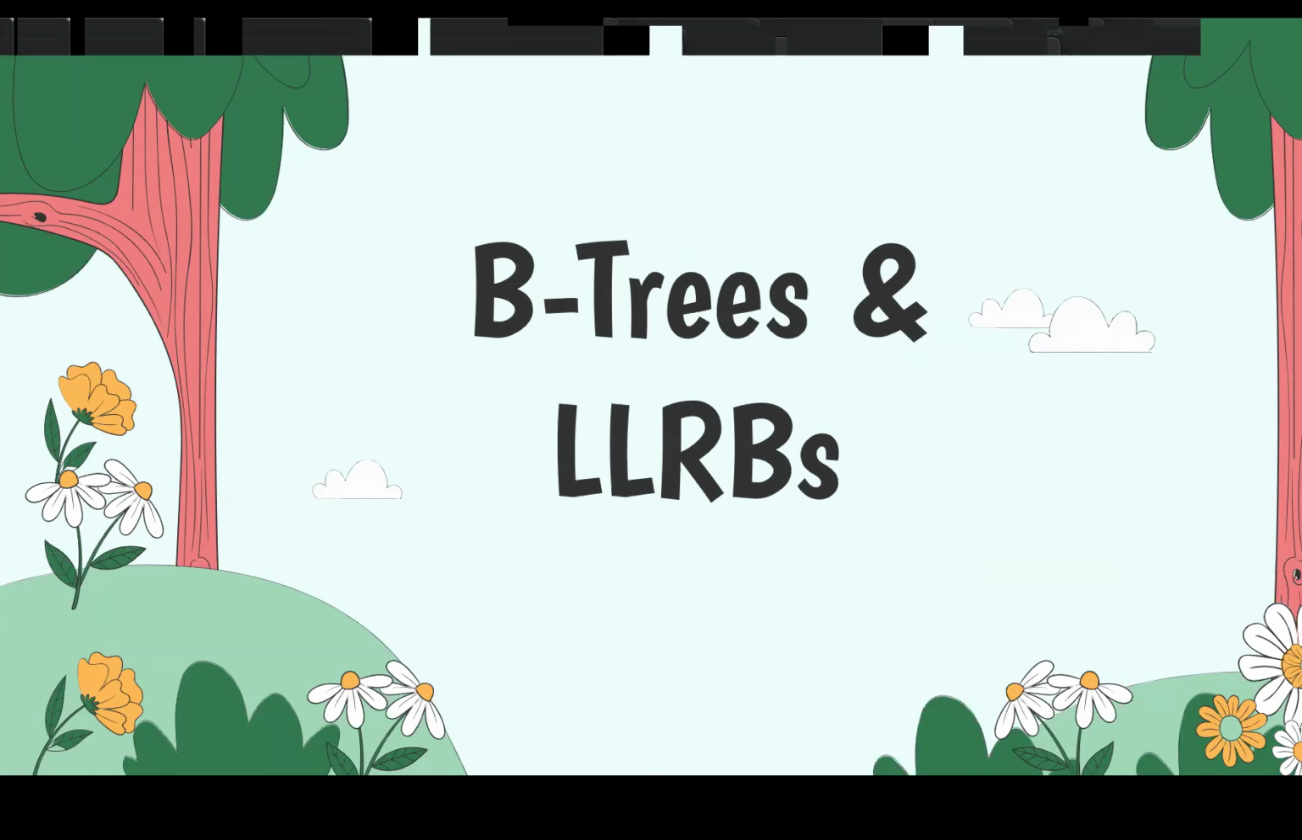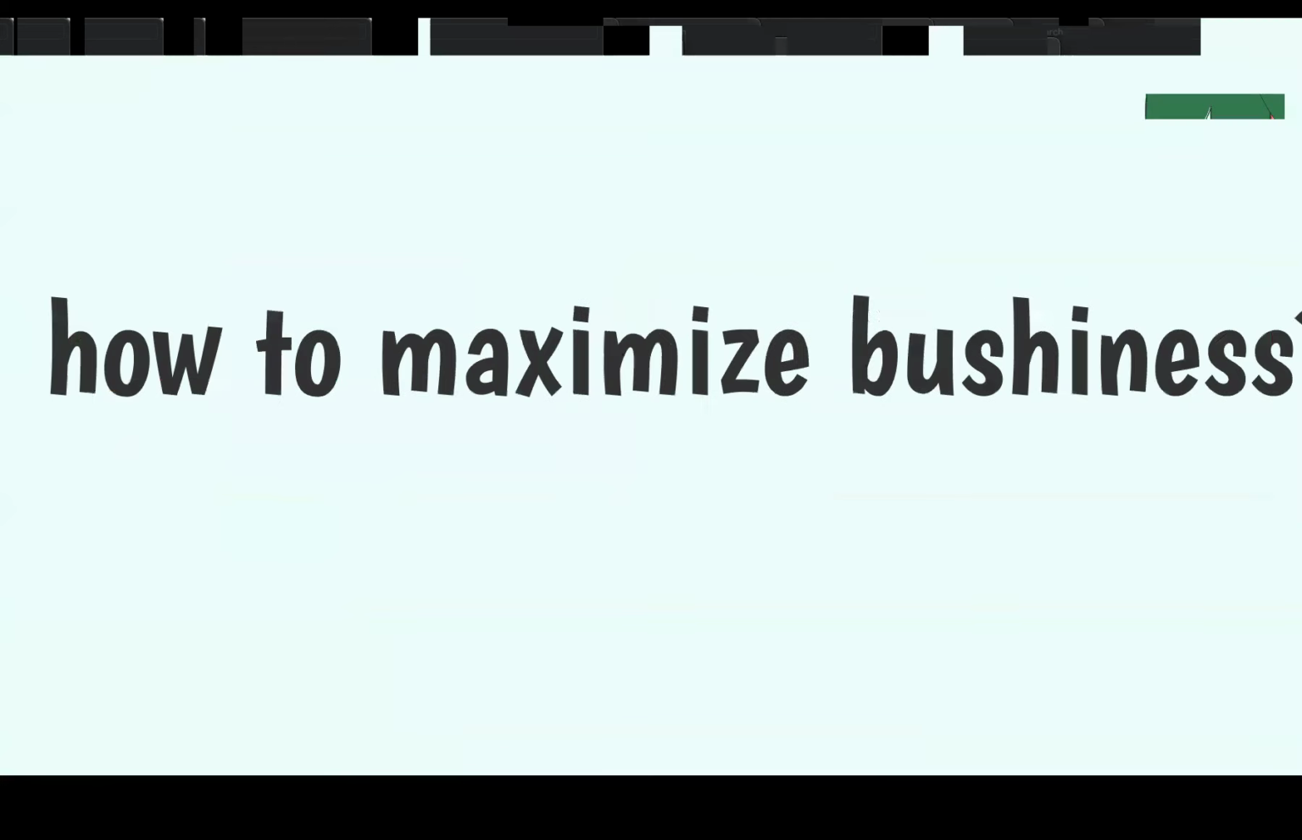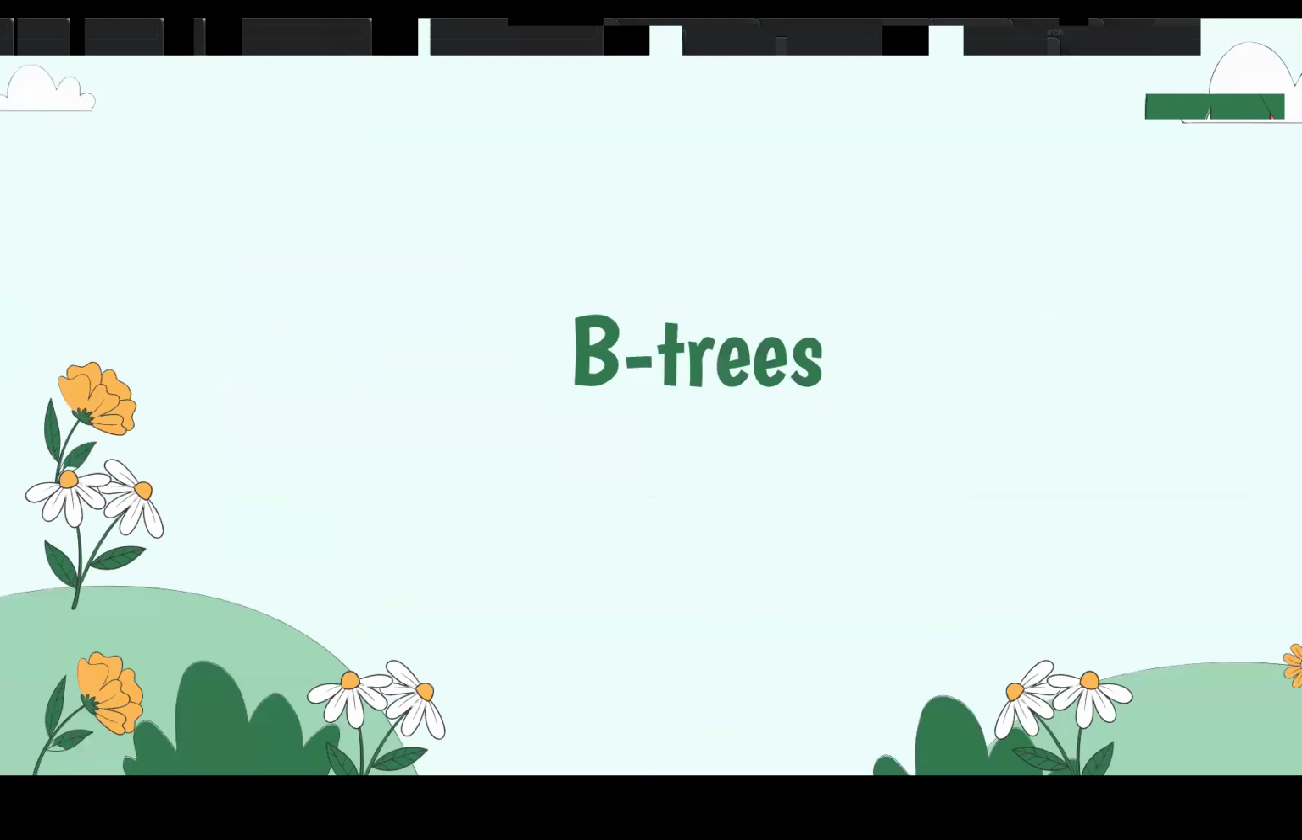Okay, so next we're going to be talking about B trees and LLRBs. And this section is motivated by this underlying question: how do we maximize bushiness? The thing with BSTs is that, as we saw earlier, they can either become really spindly or they can be bushy. We want to avoid spindly trees because then the runtime becomes theta n and they're not as effective. And so this brings us to the idea of the B tree.